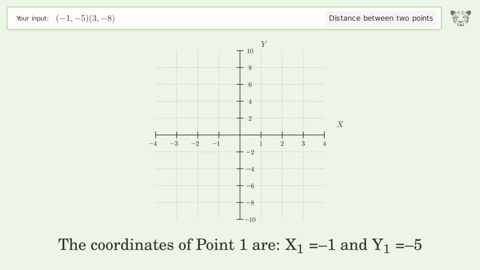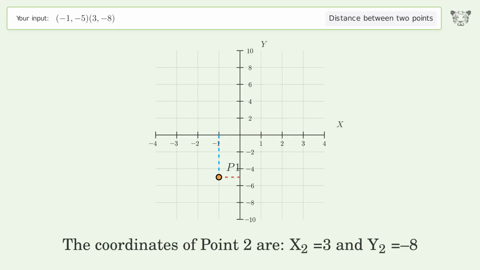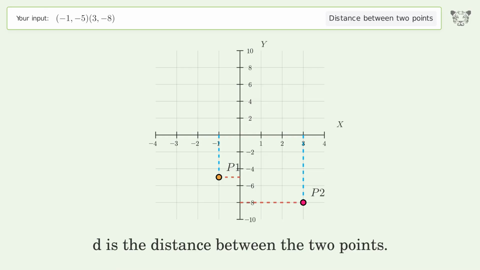The coordinates of point 1 are x1 equals -1 and y1 equals -5. The coordinates of point 2 are x2 equals 3 and y2 equals -8. D is the distance between the 2 points.